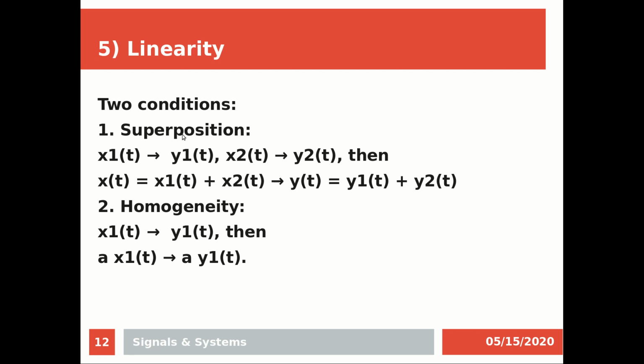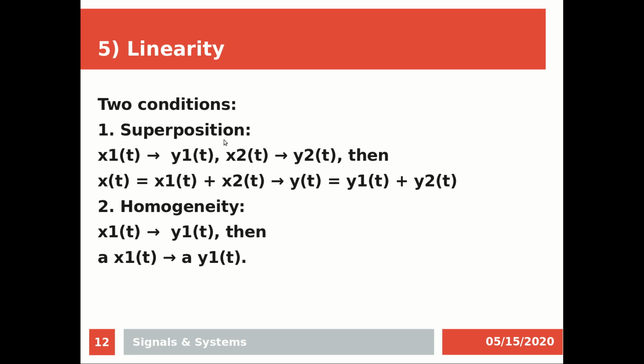Superposition is the first one, which means that if I give the system x1 of t, then I should have y1 of t. This is easy. If I give the system another input, x2 of t, then I will have output number 2, y2 of t. So I have two inputs and two outputs. What about if I take the summation of x1 of t and x2 of t? What is the output? If the output is equal to y1 of t plus y2 of t, then this means superposition is satisfied.